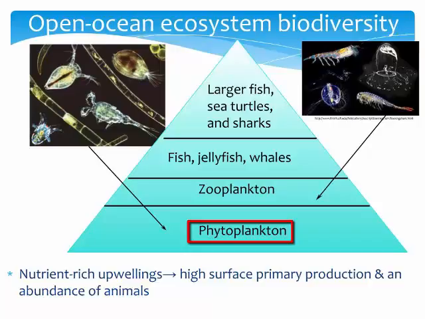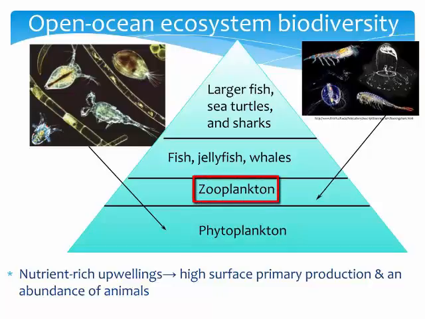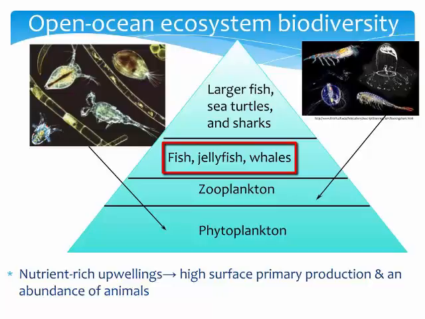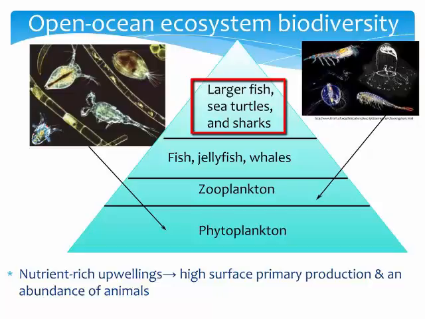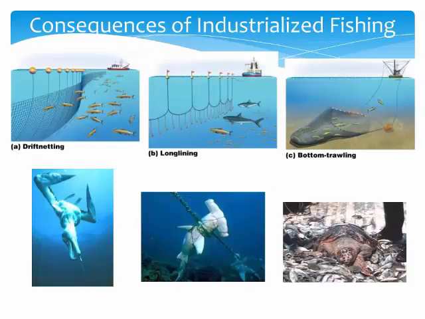The primary consumers in the ocean food chain are zooplankton. The zooplankton are the food source for the secondary consumers, which are fish, jellyfish, and whales. Finally, the top of the ocean food chain are the predatory tertiary consumers, such as tuna fish, sea turtles, and sharks. One of the greatest threats to the oceans today is overfishing.